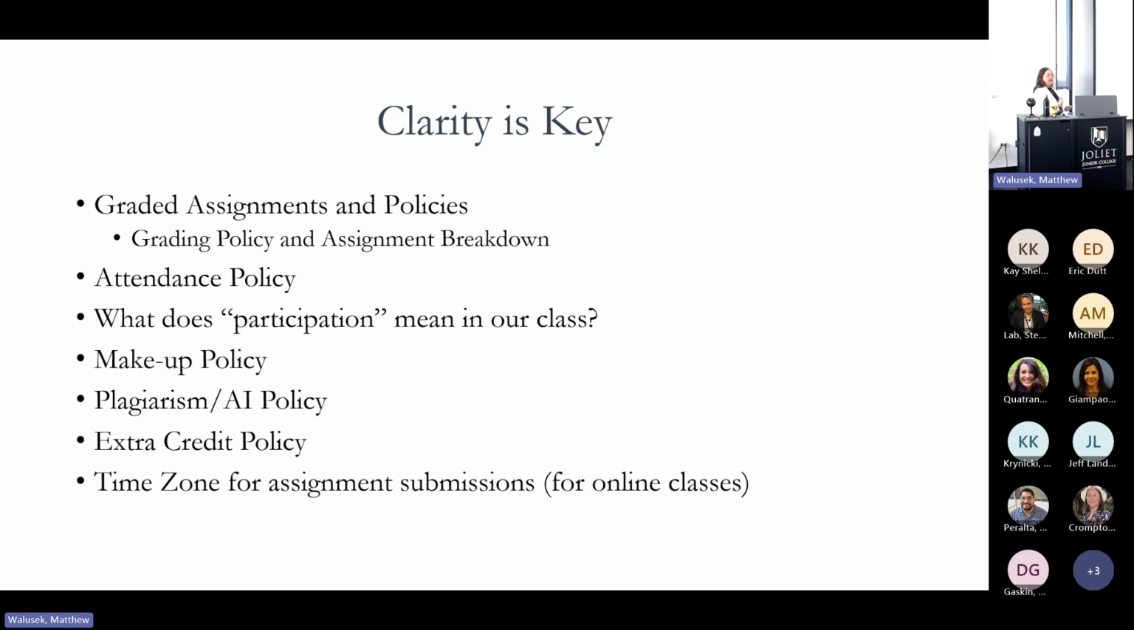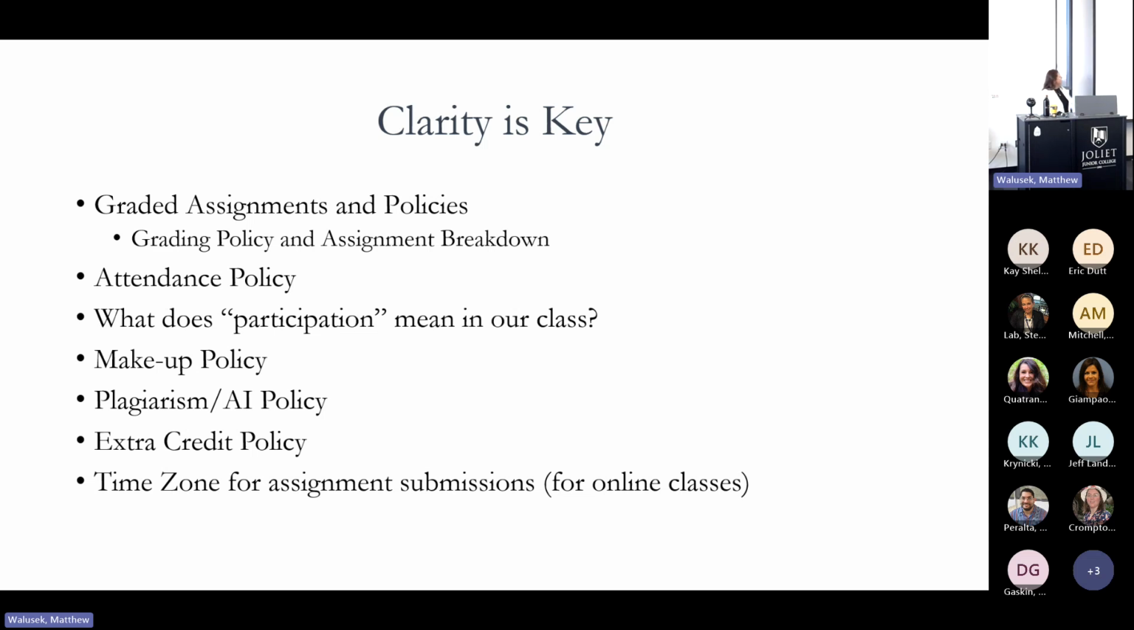So any little thing, from graded assignments and policies to not only here are the assignments you're going to have, but here's the policy and here's the grade breakdown. Attendance policy: what does attendance mean for me, or what does participation mean for my class? That's super huge when I'm doing an online class. What's the expectation of participation? I spell that out for my students. Makeup policy, plagiarism policy, AI policy. Those things are all super clear.